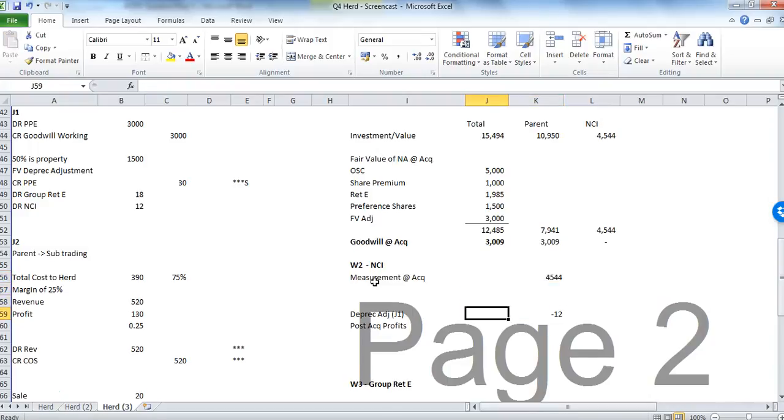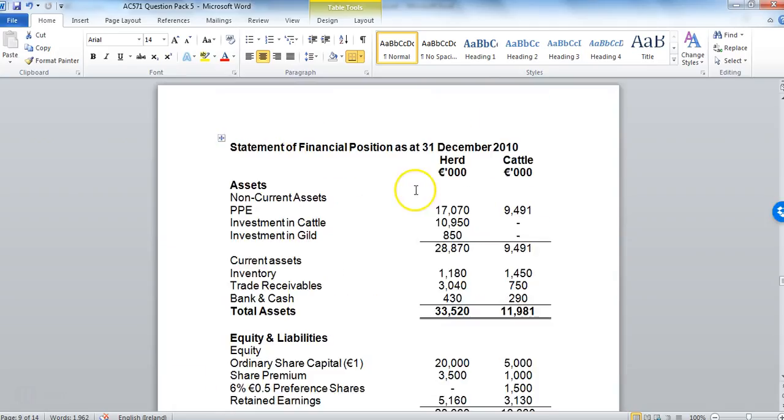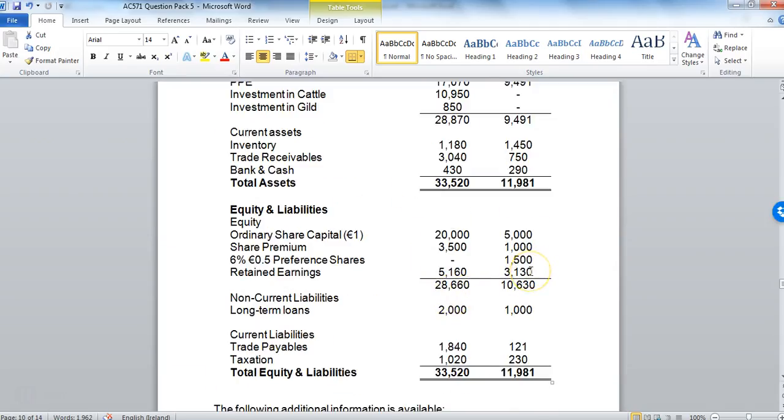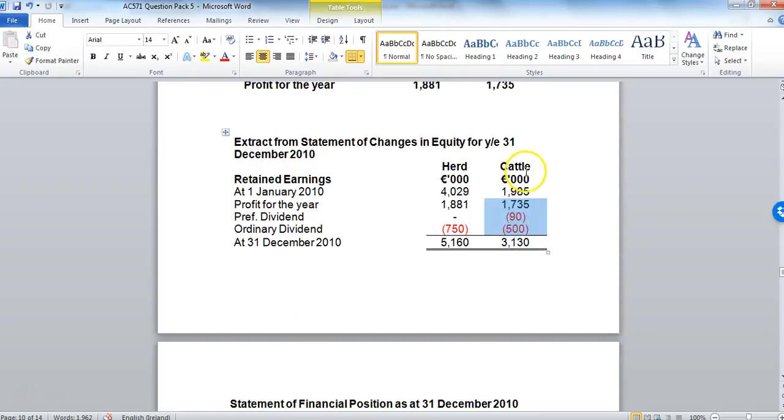So with one adjustment during the year, the post-acquisition profits of Cattle, well, we need to figure out the closing retained earnings for Cattle is 3130, and the opening retained earnings was 1985.